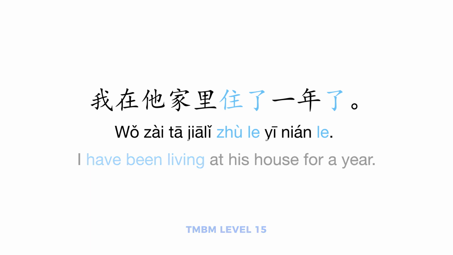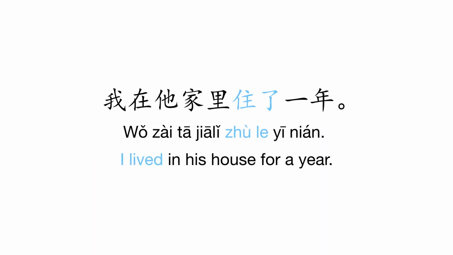So let's look at that sentence again. 我在他家里住了1年. So we take away that second le. What does that mean? It means I lived in his house for a year, but it's not still happening. The second le being taken away means that you're just indicating that it's happened before and that you lived there for a year.